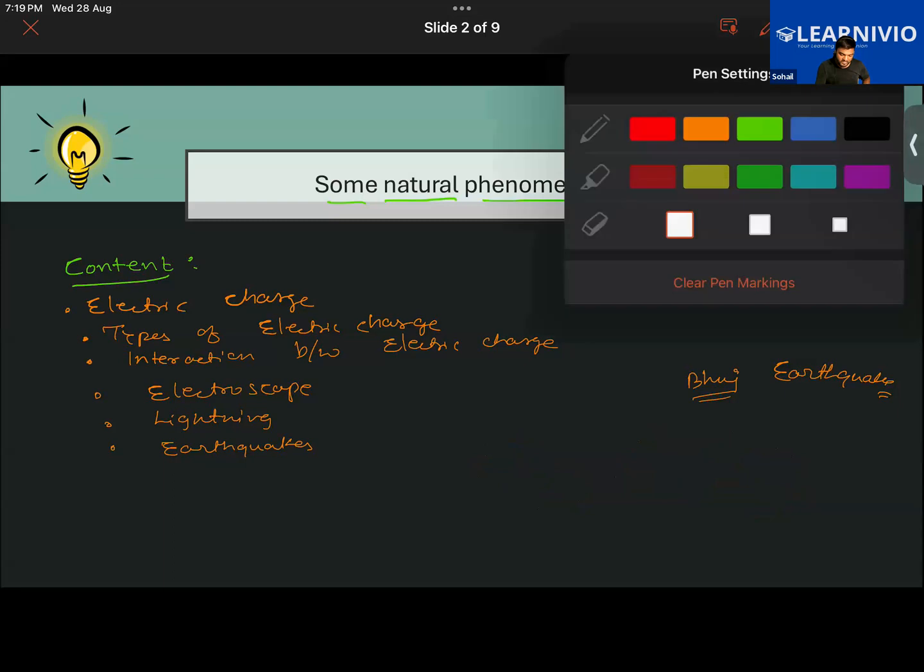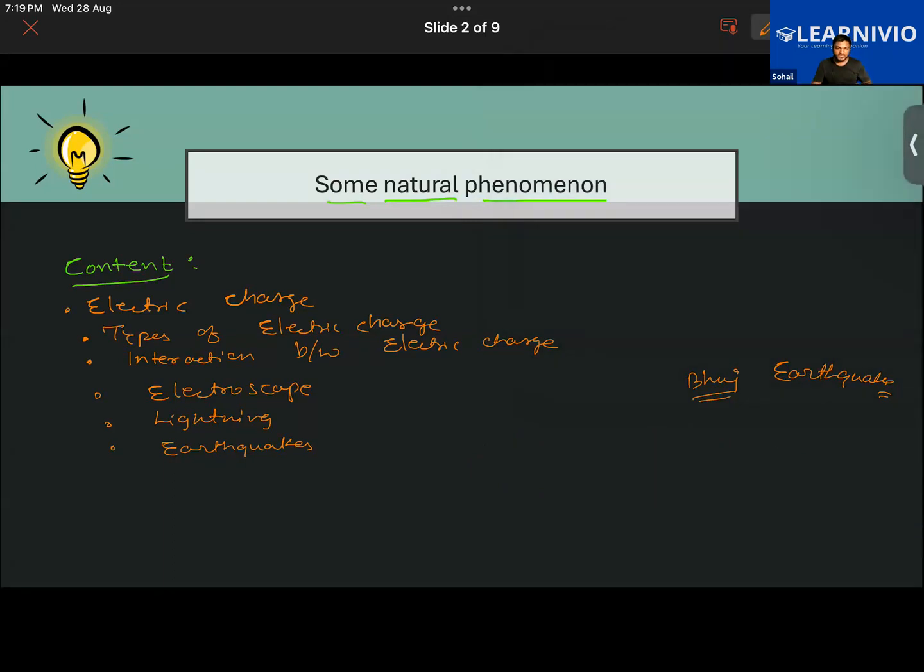Moments ago I was talking about the Bhuj earthquake or the recent earthquake in Turkey a year ago. I think 40 or 50,000 people died in that. So it can be really destructive. In fact, so many countries had to provide aid, food and other medical support to Turkey. Now, we'd be learning about why earthquakes occur, in detail.